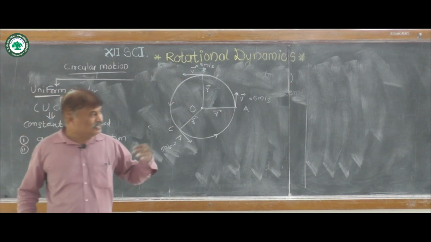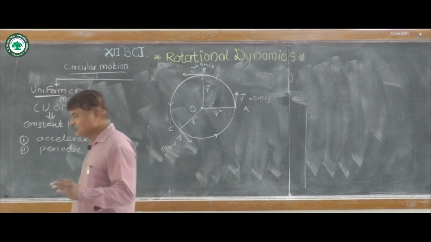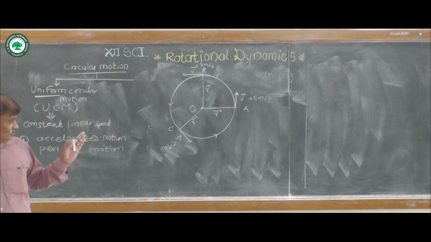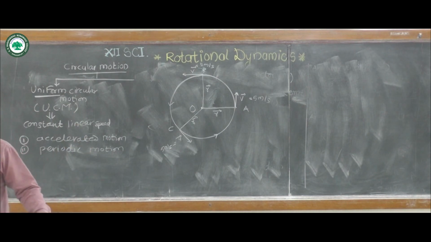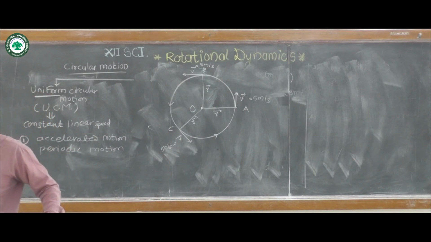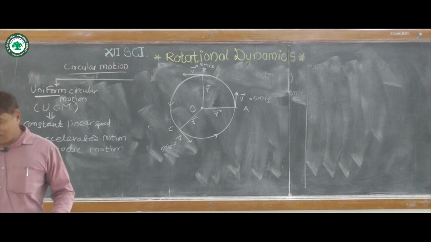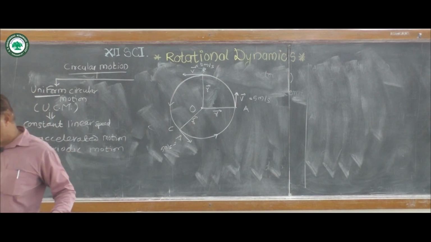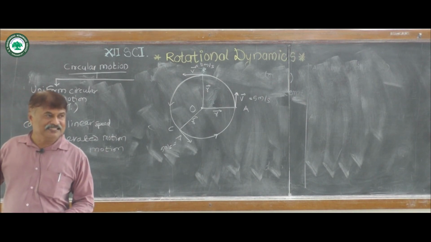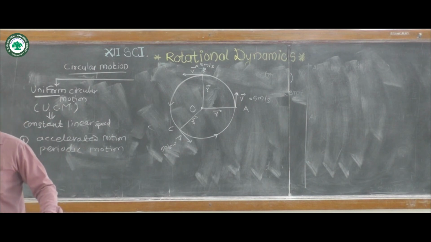And also tangential velocity is along the tangent. Therefore tangential acceleration is also zero, because in that case the magnitude of velocity remains constant. Therefore tangential acceleration is zero. Means we can say that angular velocity remains constant, therefore angular acceleration is zero. Also tangential acceleration is zero.